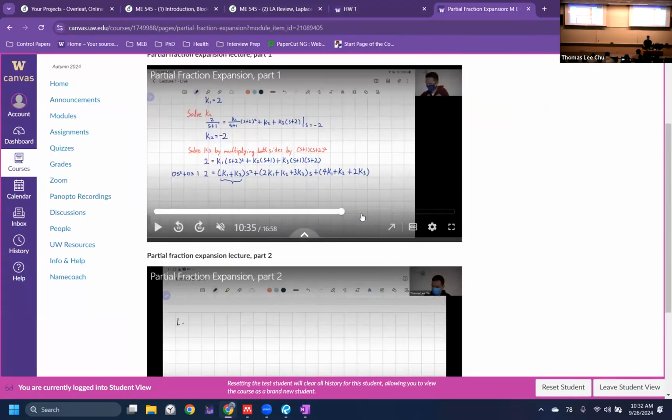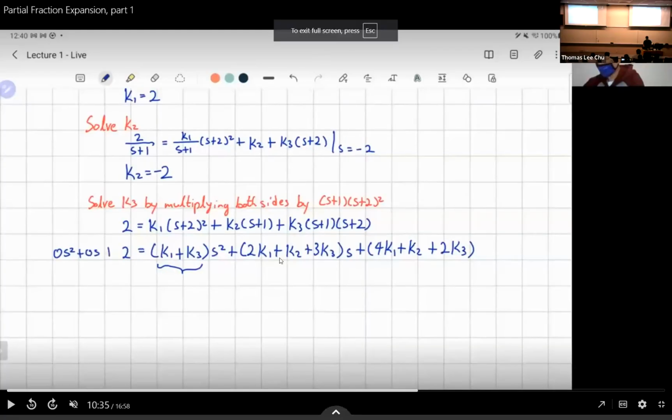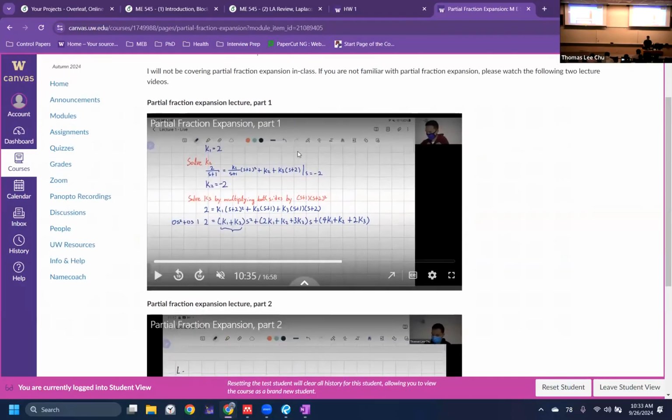There might be an error on part 1 where this is a 2K1, 2K1 plus K2 plus 3K3. It might be 4K1. I'm going to confirm that later today in this announcement. But the solution should be correct, though. Okay, that's about it. So we get started.